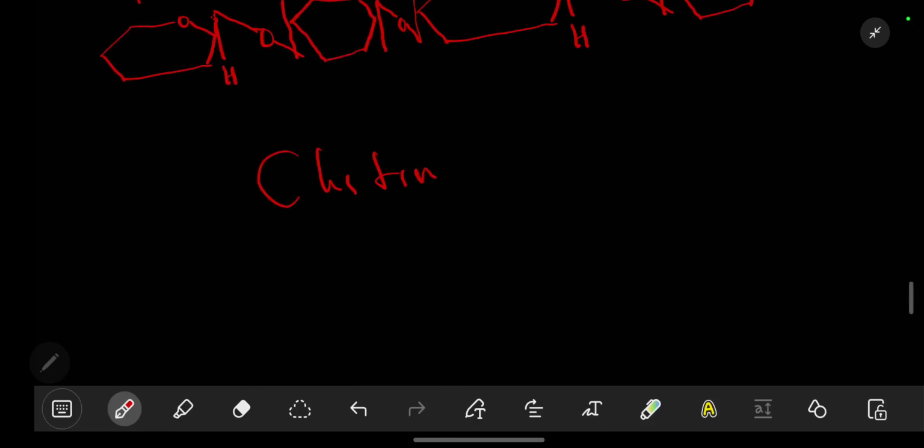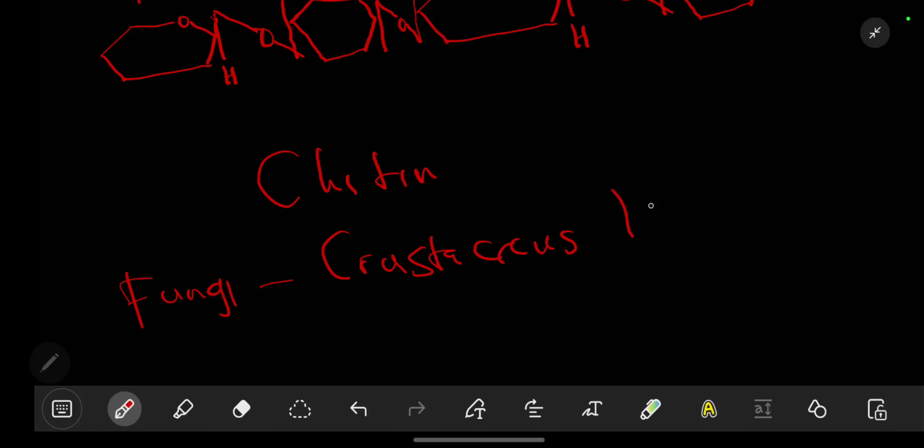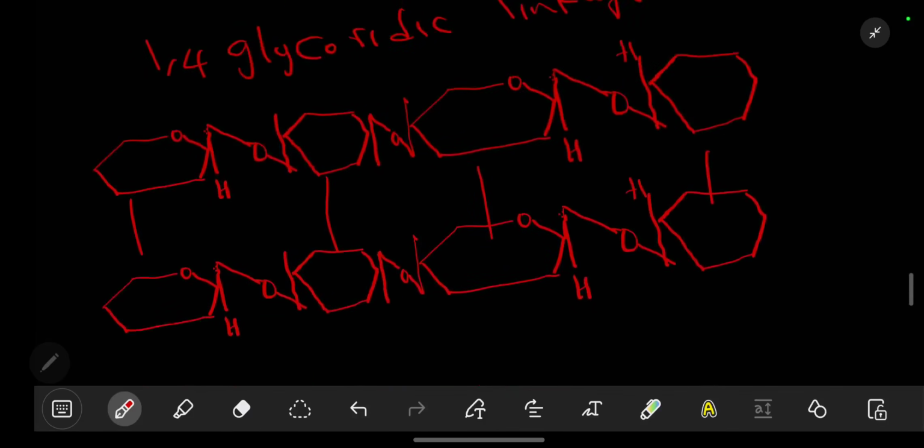Now, when we look at chitin on the other hand, this is responsible for the formation of the cell walls found in fungi. We might also have crustaceans. By crustaceans, we are referring to animals such as crabs. We might have crabs like that, and we might have lobsters. Those are crustaceans. The structure is the same as this.